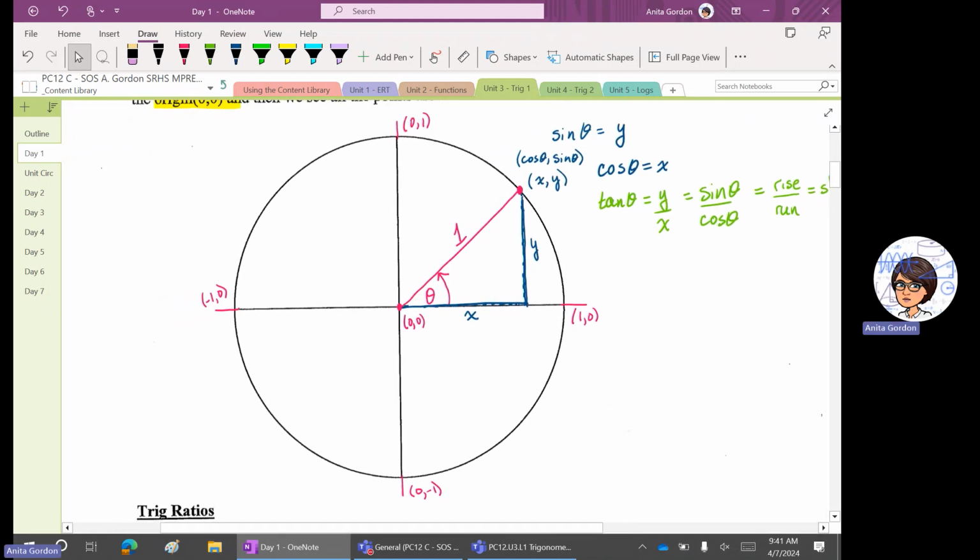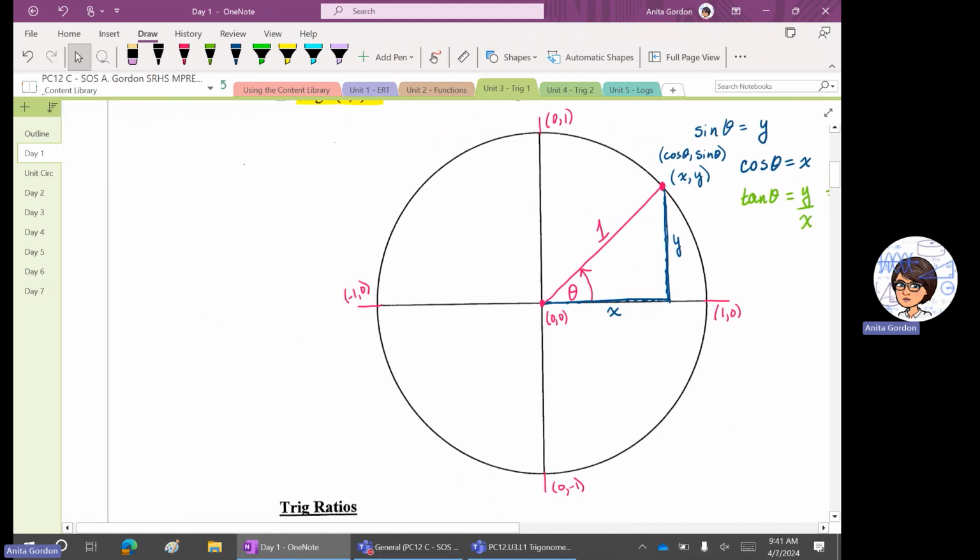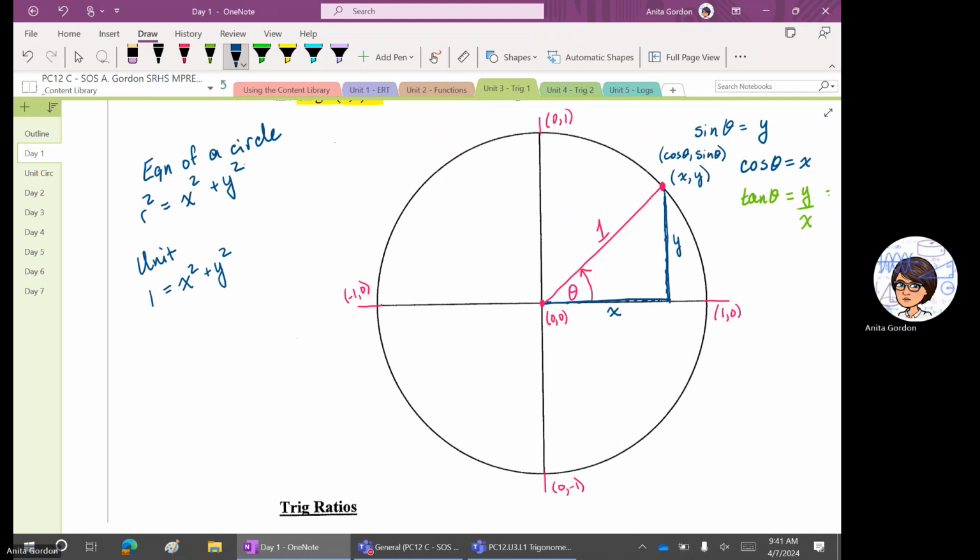Some other things we need to remember about some general circle information is the equation of a circle is given by radius squared is x squared plus y squared. And the equation of the unit circle, we know that the radius has a value of 1, so 1 equals x squared plus y squared.